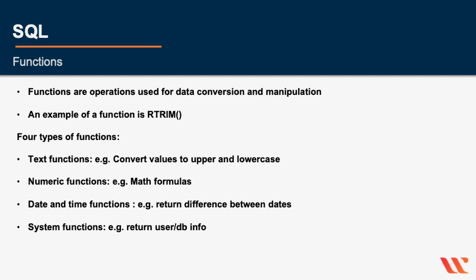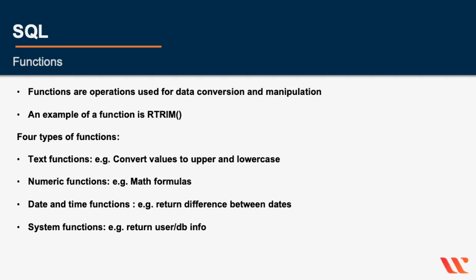Most SQL implementations support 4 types of functions. You have text functions, numeric functions, date and time functions, and system functions. The text functions are typically used for converting values to upper or lower, like uppercase and lowercase, and the rtrim, ltrim that we saw, or to get a substring from a string. The numeric functions are, for example, mathematical operators or absolute, floor, and so on.